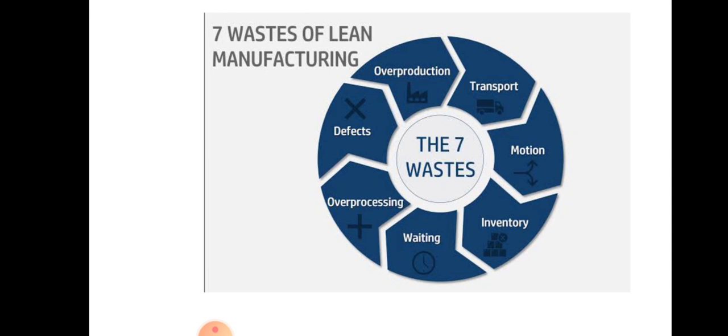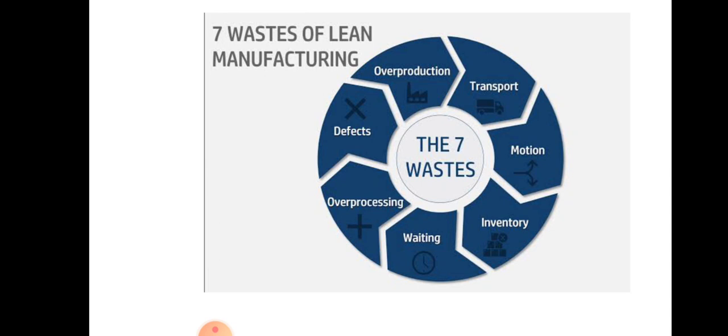So this is regarding the wastes in lean manufacturing. Again I am repeating it, the 7 wastes of lean manufacturing are defects, overproduction, transport, motion, inventory, waiting, and over processing. If they overcome these wastes, there are many advantages: they can save money and cost for the company, they can eliminate defects, effective utilization of resources will also happen, and the company can fulfill the customer needs and wants.